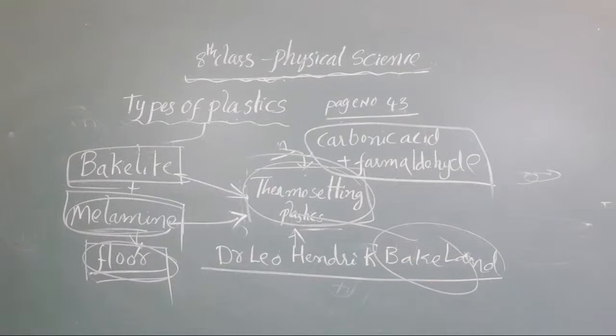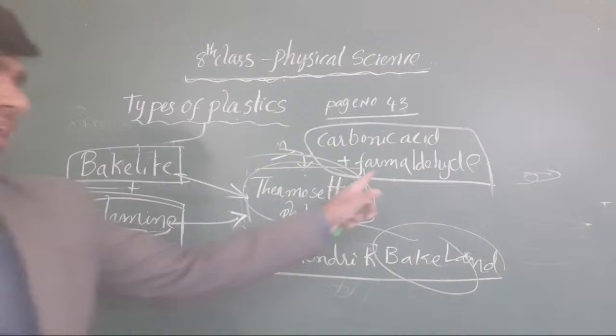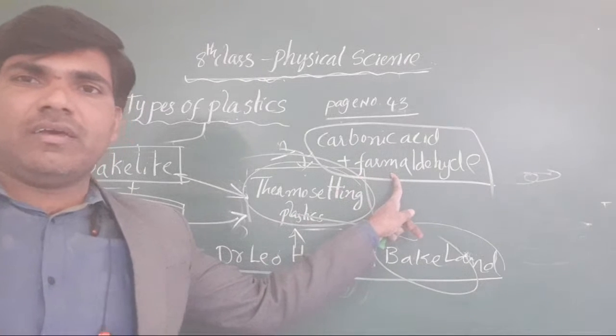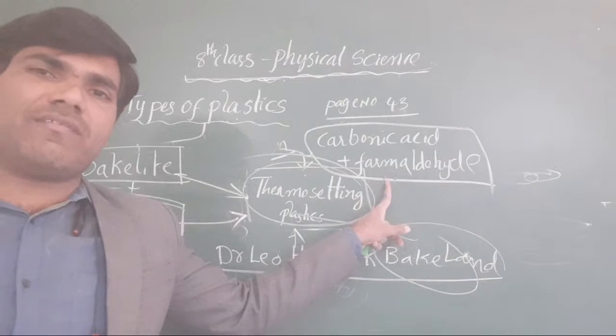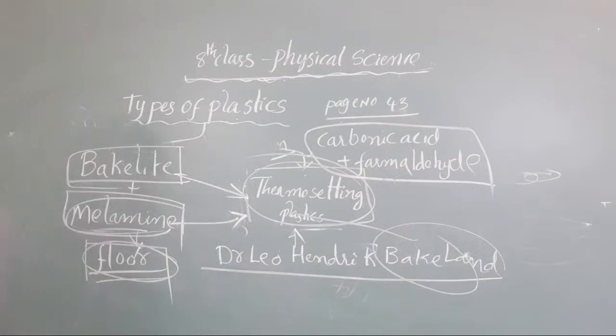Okay, clear or not, all the students? You want to discover these things: compounds of carbonic acid as well as formaldehyde. But when these two things are added, one of the salified components is formed. Okay, now it is not melted.